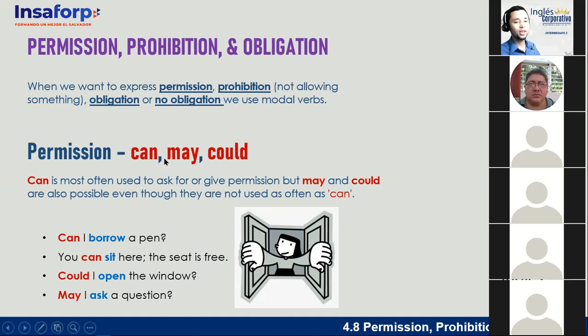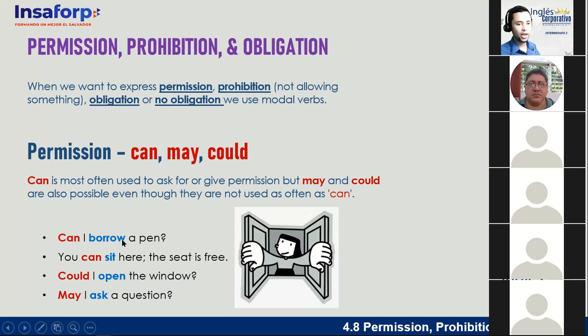Permission: can, may, and could. Ya vimos todos estos, ¿verdad? Ahora vamos a verlos para el caso de permiso. Can is most often used to ask for or give permission. But may and could are also possible, even though they are not used as often as can. Okay, so you can use can, you can also use may, and you can use could for permission.